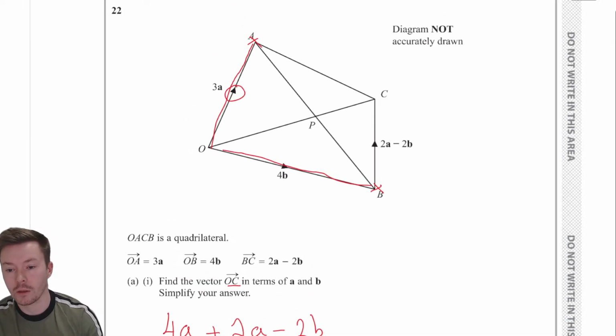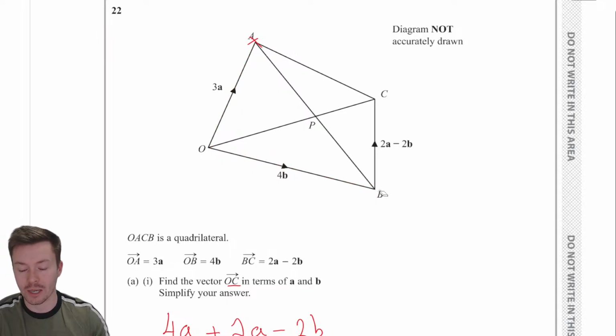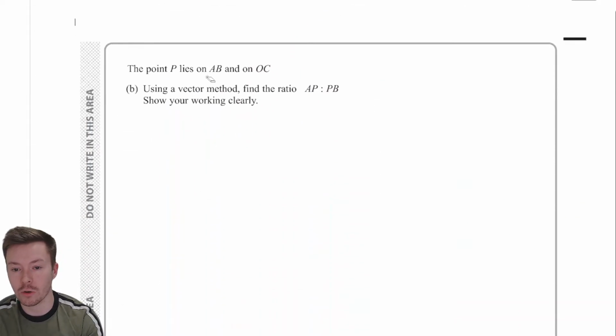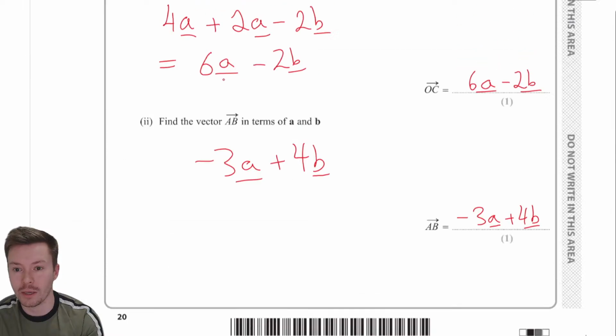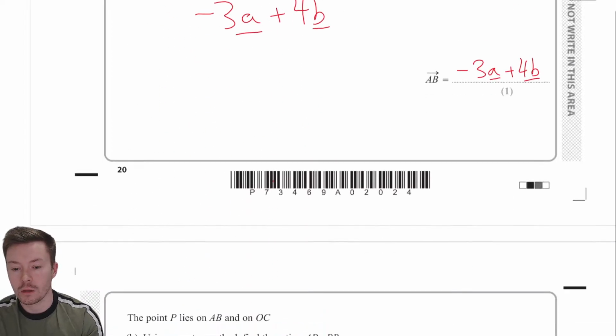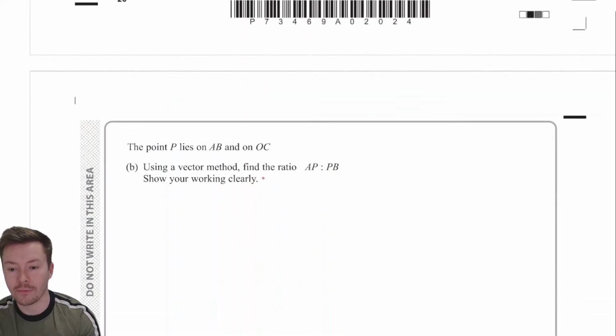Right. Now, from here, and I am going to have to keep scrolling up and down, unfortunately, going on to the next part, it says point P lies on AB and on OC. So let's go back up the diagram. Point P lies on AB and on OC, so that's this point here, which is marked as P. Using a vector method, find the ratio AP to PB.